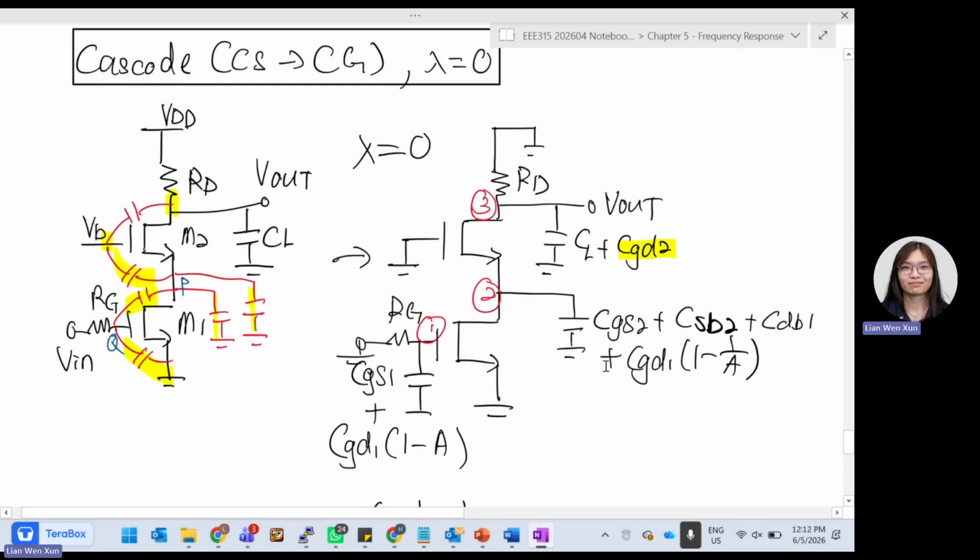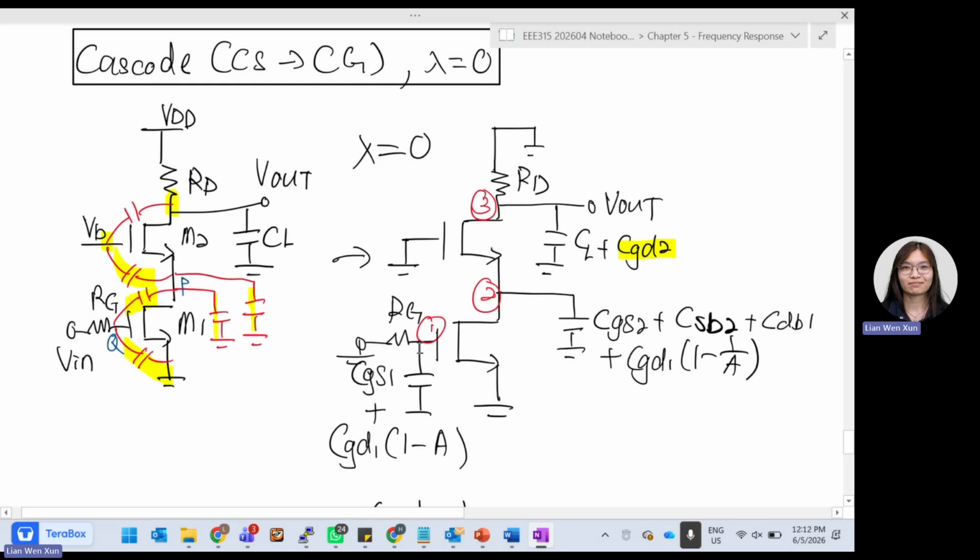How do we find the poles? We want to find the frequency response, so we use poles by inspection. So let's find out what the poles are. What are the poles? It will be the first pole. We have 3 poles over here because generally something is connected to each node. The number 3 has RD and then CL. So in total we have 3 poles.